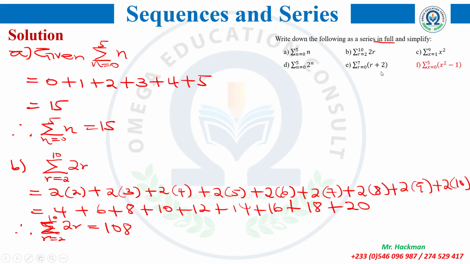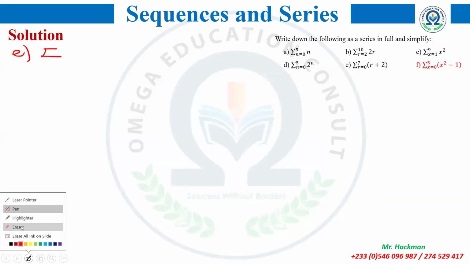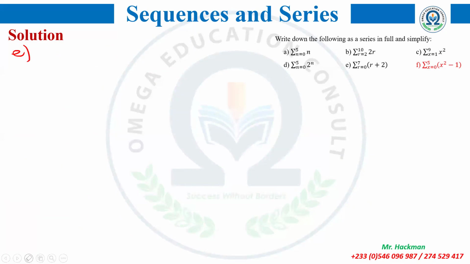So let's go for where we have more than one term. So E, straight away. What are we given? We are given the summation of R plus 2, R from 0 to 7. So this will be equal to, so here we have 2 terms.